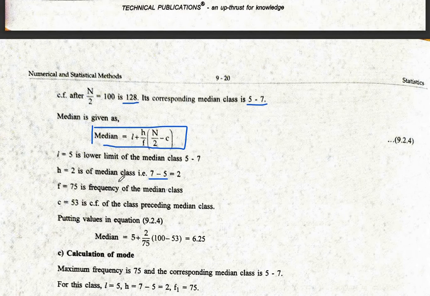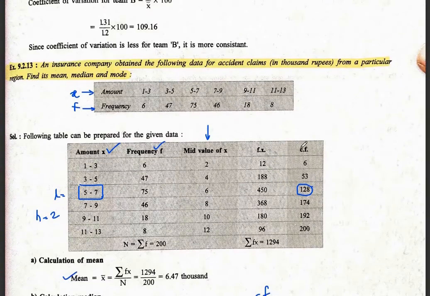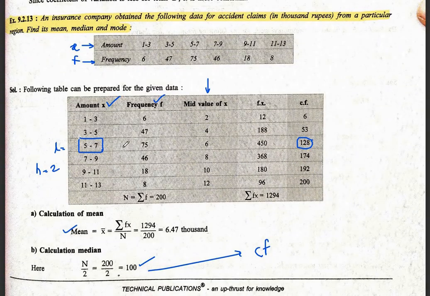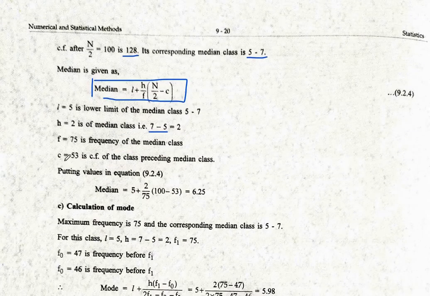Now F means the frequency for that range. So that value is 75. So the F value is taken as 75.